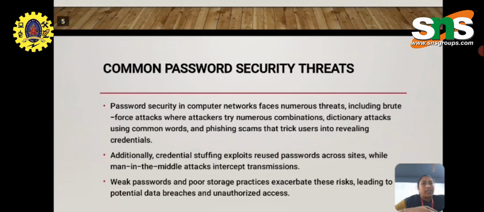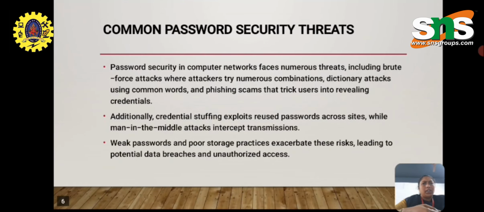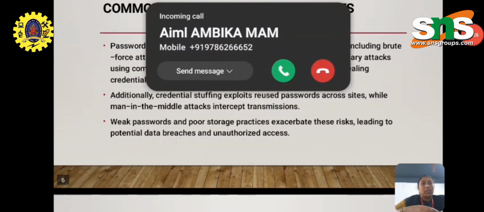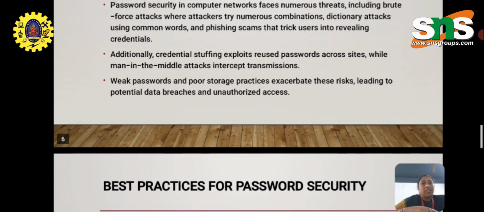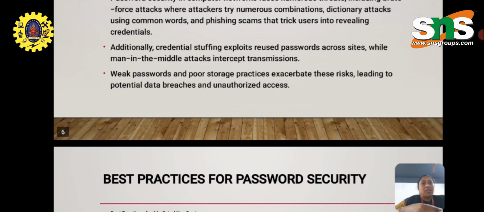Common password security threats: password security in computer networks faces numerous threats, including brute force attacks, where attackers try numerous combinations, dictionary attacks using common words, and phishing scams that trick users into revealing credentials. Additionally, there is credential stuffing, which exploits reused passwords across sites, while man-in-the-middle attacks intercept transmissions.